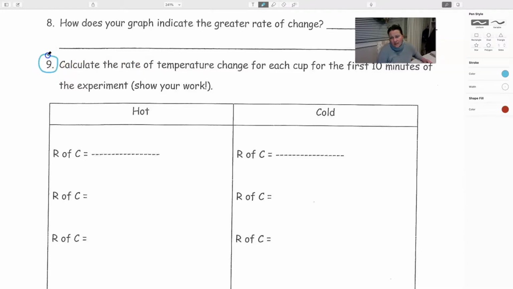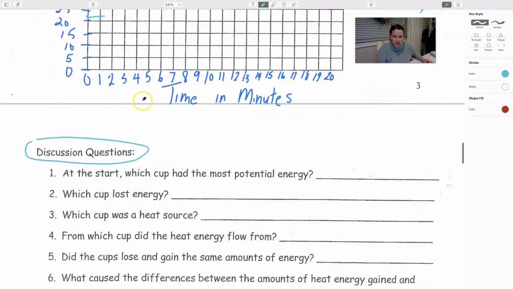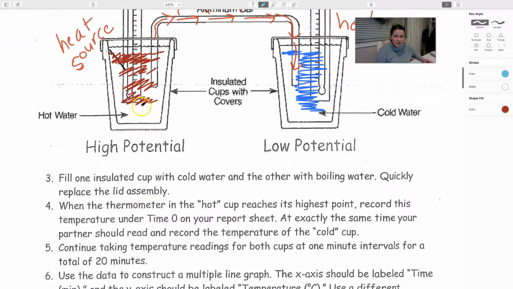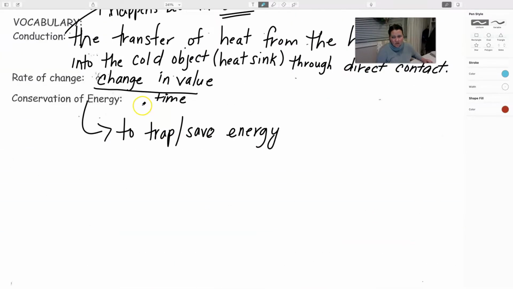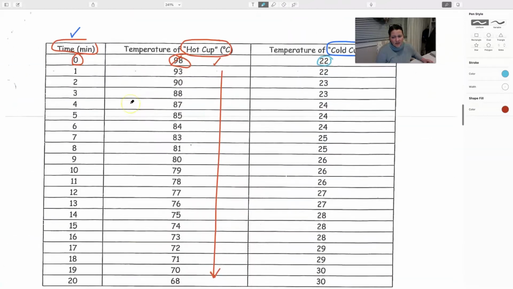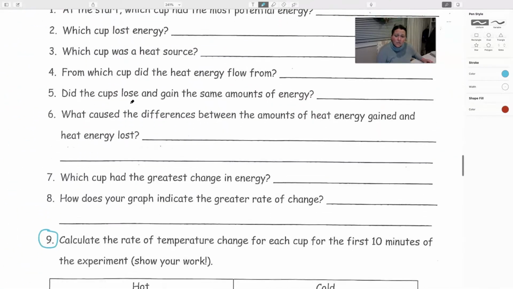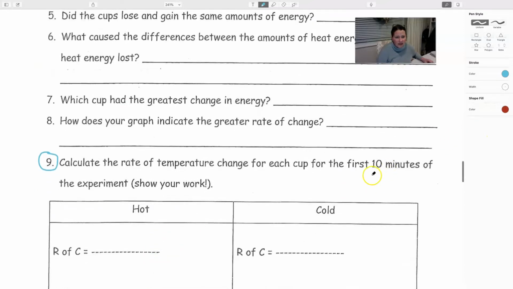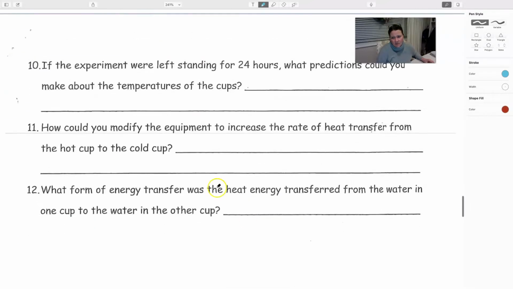But when we go over this lab, I will help you on rate of change in case you had a difficult time or any type of challenge putting the numbers into the formula. But you can always refer back to the vocabulary for that formula and see if you can punch in the numbers and get it right. I'll give you a hint though, for rate of change for number 9: you'll be taking 2 numbers, subtracting them, and dividing by 10 minutes. The first number will be the number at the start. The second number will be the temperature of that hot cup or cold cup at the 10th minute, and then you'll divide by 10 minutes. So that should be pretty straightforward.